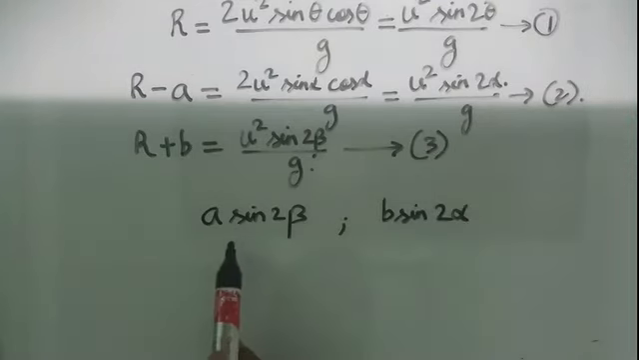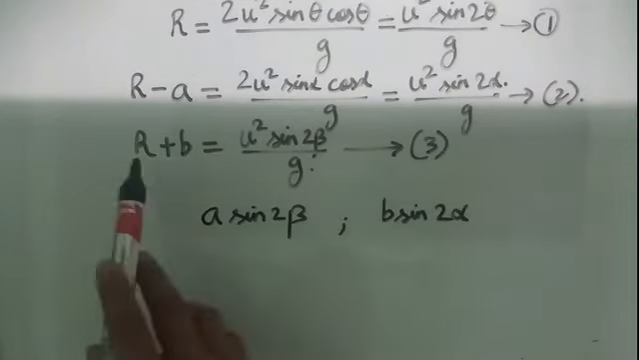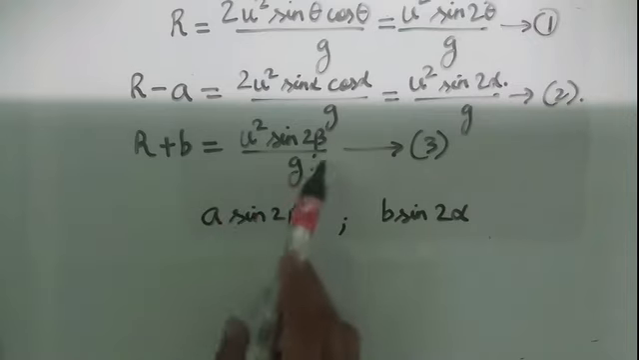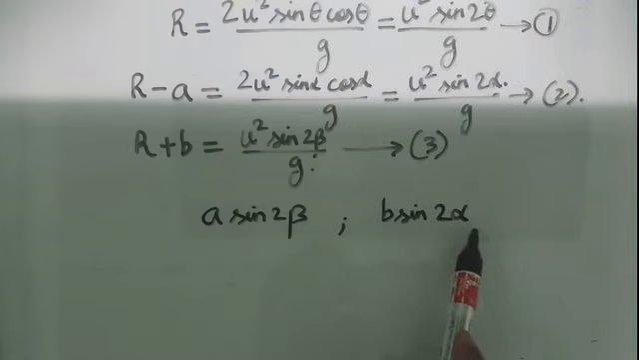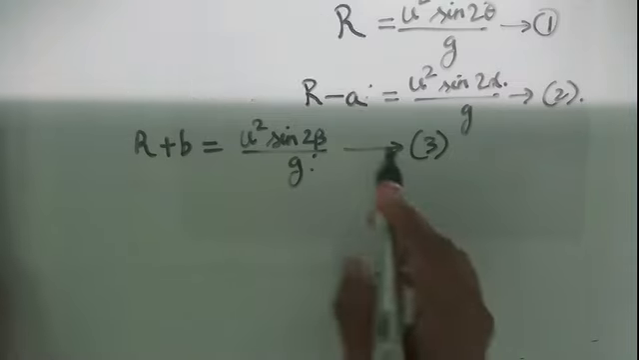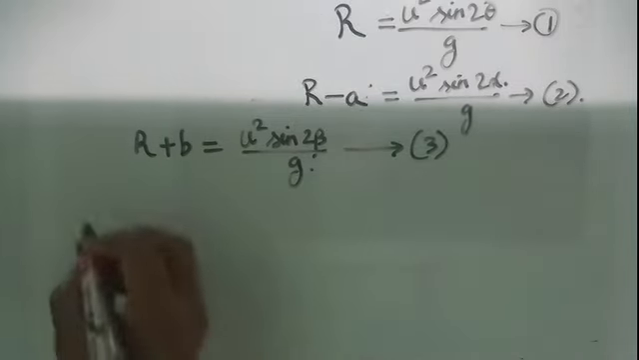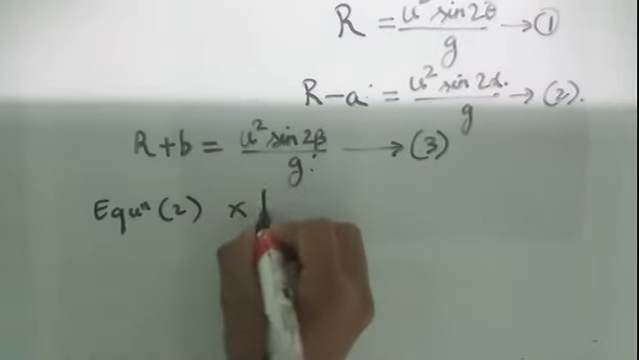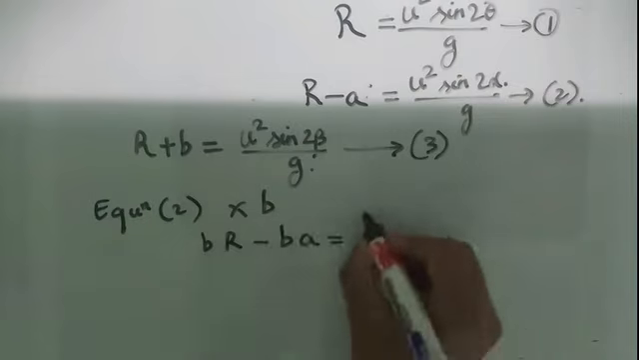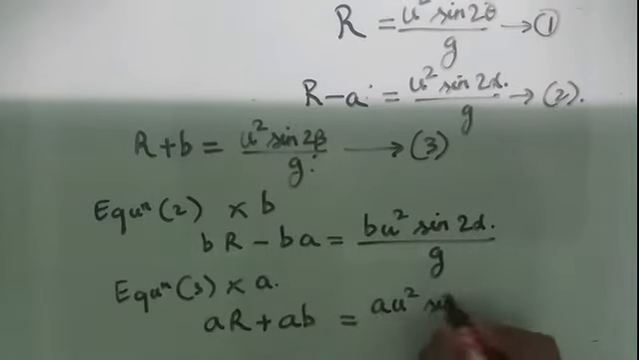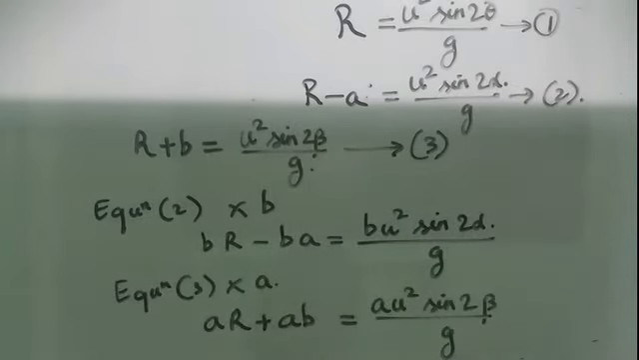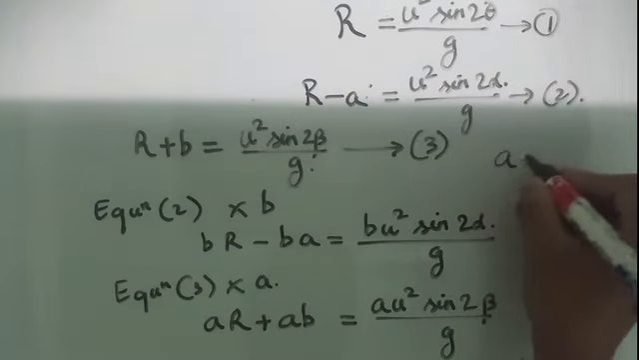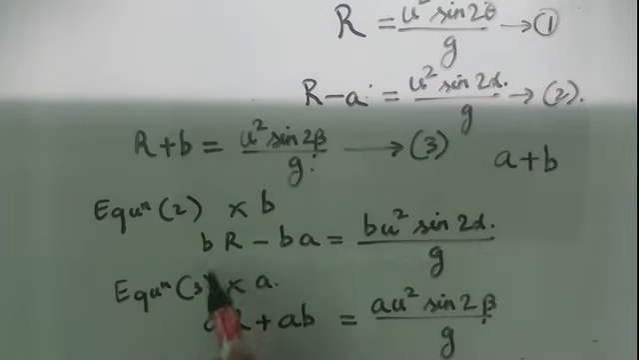From the three equations, how will we obtain a sine 2 beta? It is natural that we will multiply equation 3 by a. Similarly, how will we obtain b sine 2 alpha? We will multiply equation 2 by b. So again, we'll multiply equation 2 by b. Equation 2 times b. Next, if you take a look at the question, we will be needing a plus b. It's natural that we will have to add this.